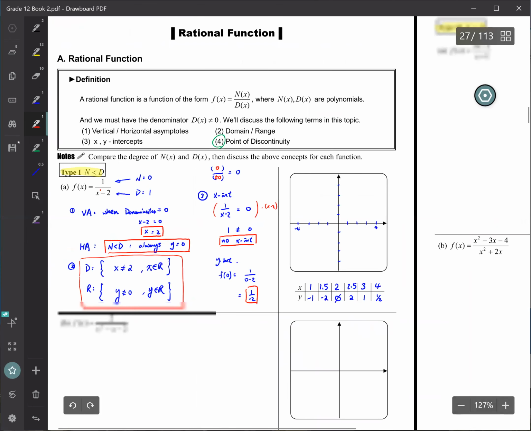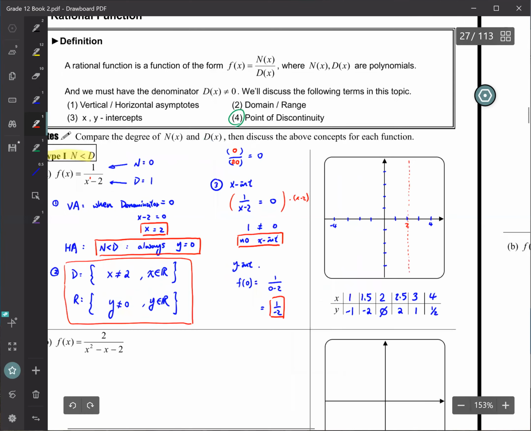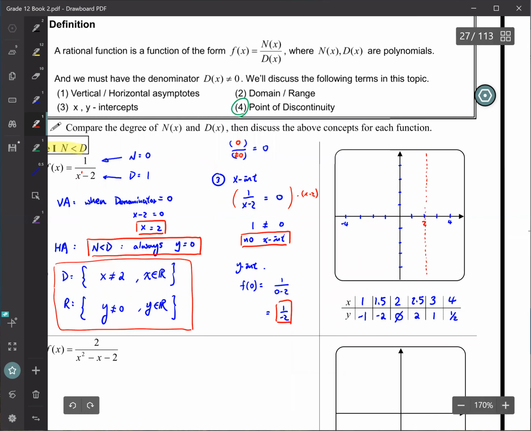So we have x equal to 2, right? This is x equal to 2. So x stays at 2, so it's a vertical line. Every point on this vertical line has x value of 2, right? So that's why it's called x equal to 2. And then y equal to 0, that will be the x-axis, okay?